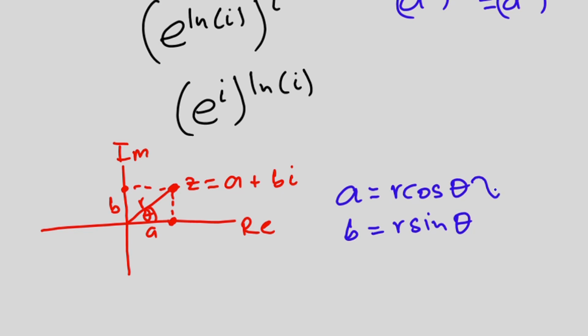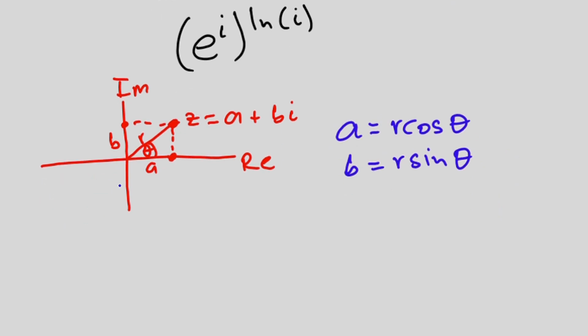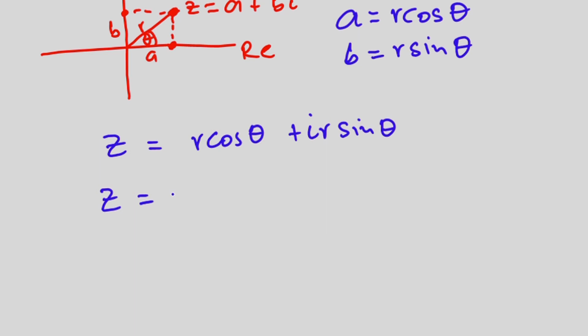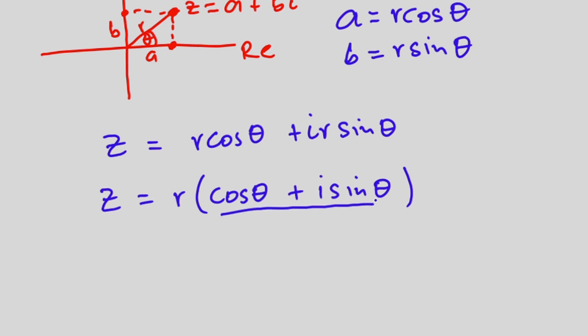Now let's go ahead and replace this a and b into this equation here. So we're going to have z is equal to a, which is r cos theta, plus b, which is r sine theta. Actually, we have I here, so let me bring this I here. Now let's factor out r so that we get r times cos theta plus I sine theta. Now guess what? What is in the parentheses here is equal to something: Euler's formula. That is great.